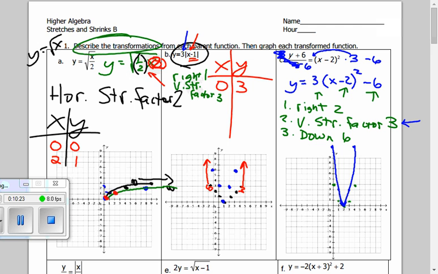Okay, and the last thing is move it down 6. So then I can take every point and move it down 6. So I go down 1, 2, 3, 4, 5. Oh, wait, they've been stretched. Each point down 6. There we go. Move this point down 6. There we go.